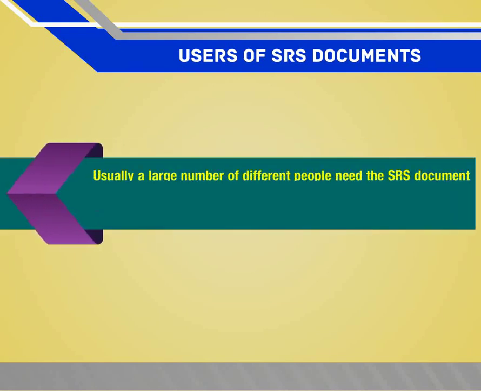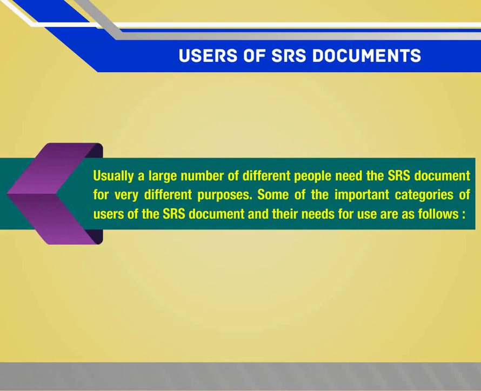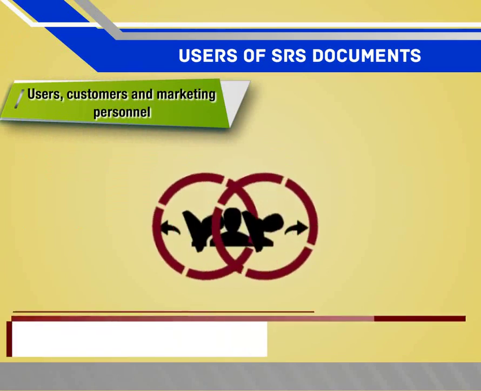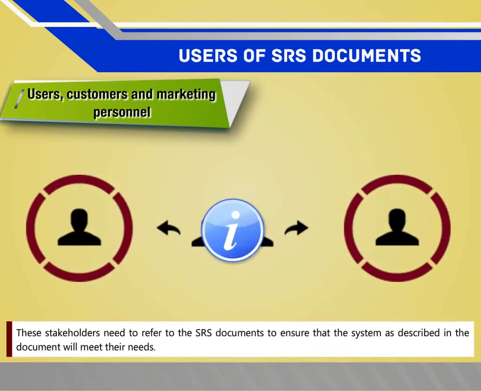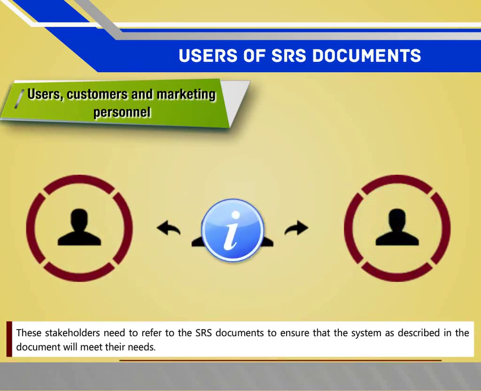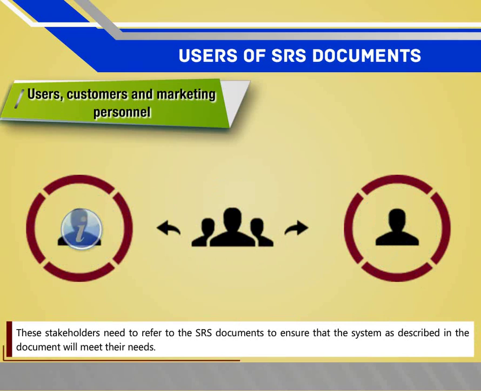Users of SRS documents. Usually, a large number of different people need the SRS document for very different purposes. Some of the important categories of users of the SRS document and their needs for use are as follows: users, customers, and marketing personnel. These stakeholders need to refer to the SRS document to ensure that the system as described in the document will meet their needs.